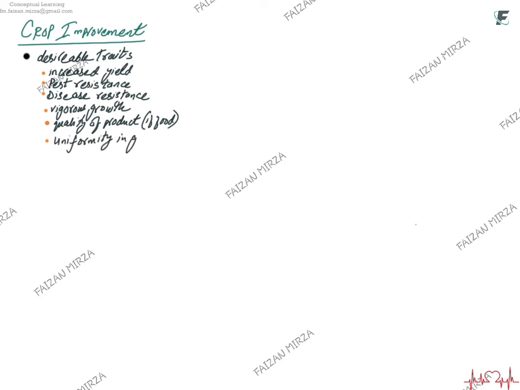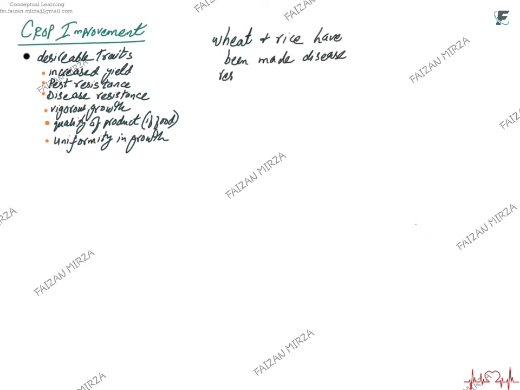Similar processes are carried out for crop improvement, and in crop improvement, the desirable traits and features which one looks for include increased yield and pest resistance. These are the common features, as well as disease resistance or vigorous growth in the crops and the quality of the product. For example, if it's a food, how good the crop is, as well as uniformity in growth, so that the entire field can be harvested at once.